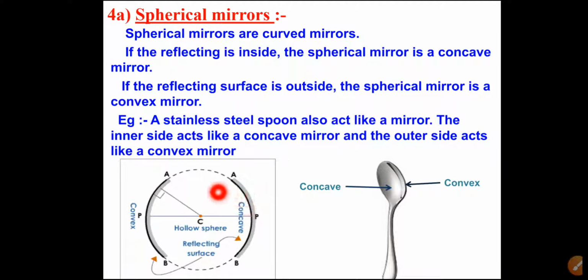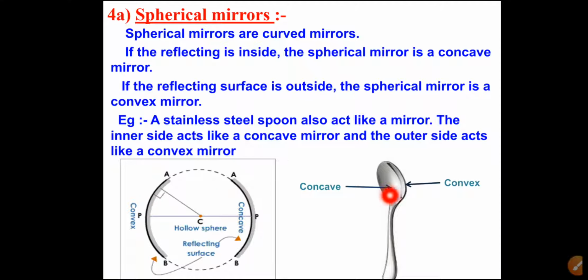But now if you see here, the black color line shows the reflecting area, and this reflecting area is inside. So this spherical mirror with the inside reflecting area is called a concave mirror. And this is also a spherical mirror, but the black line is on the outer surface of the mirror, so the reflecting surface is outside. This spherical mirror is called a convex mirror.